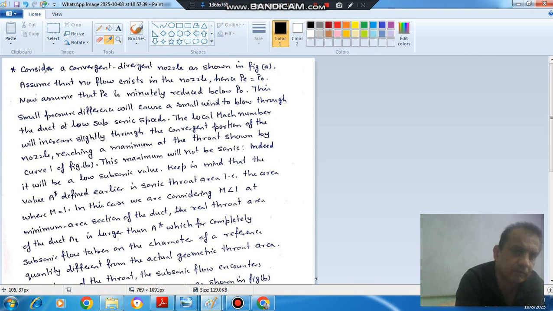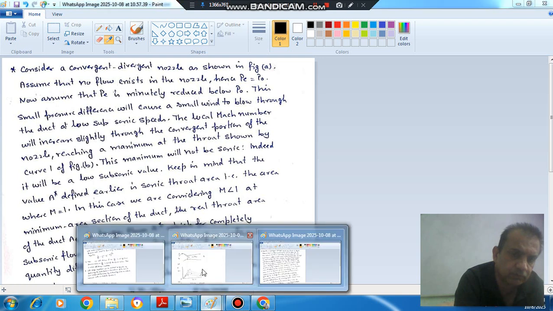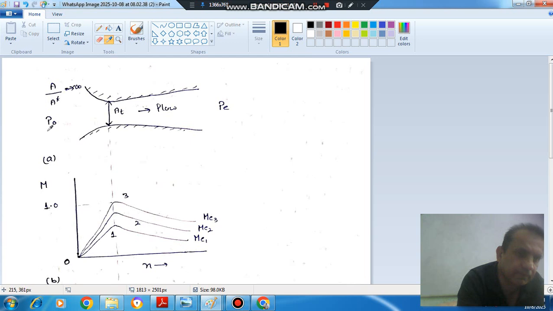and explaining this. Consider a convergent divergent nozzle as shown in figure 8. Assume that no flow exists in the nozzle, hence PE is equal to P naught. Suppose this is your nozzle and here the stagnation conditions are maintained, so that we can assume stagnation pressure here, and here we can assume A by A star as infinity. A star is the reference critical area for any nozzle for particular conditions. So A by A star here is your infinity, and this is your throat area, this is your exit pressure.